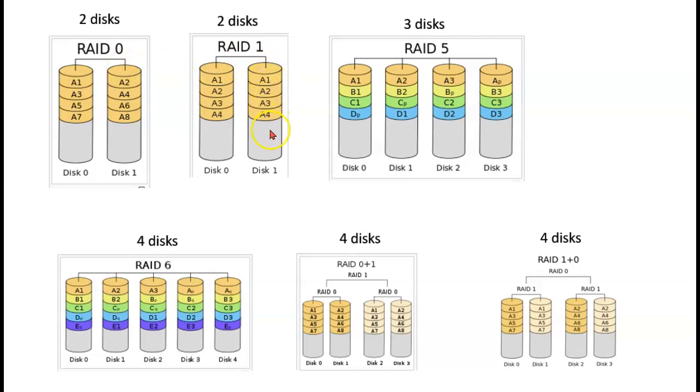I get full mirroring. This is called striping, by the way, RAID 0. RAID 1 is called mirroring. I'll take up RAID 5 and RAID 6 in the next video.